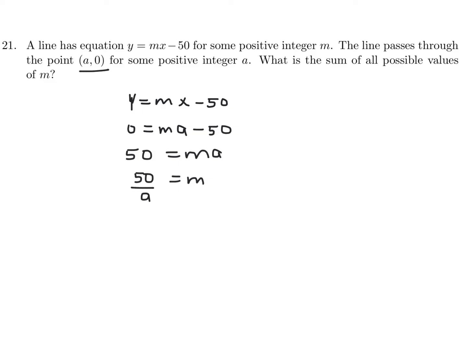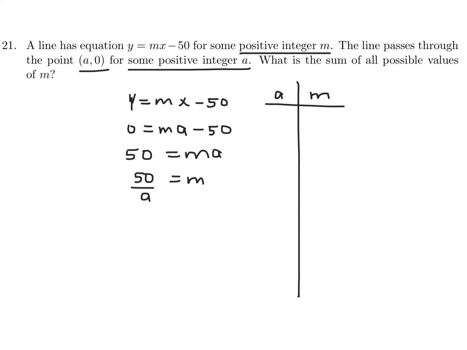Now m is a positive integer, and a is also a positive integer, so that really helps us. So let's just make a little table here. Let's put a and m, and let's see what we get. In order for m to be an integer, 50 has to be divisible by a, right? So what possible values do we have? It's kind of a finite list. a could be 1. All the divisors of 50, basically, which I believe are 1, 2, 5, 10, 25, and 50. Yeah, I think that covers it.